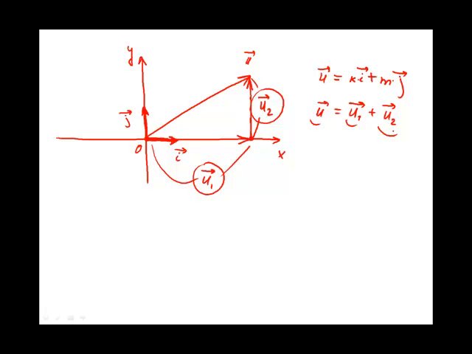Now, it is also obvious that u1 is proportional to i, because they have the same direction. And the difference between them is just some coefficient. So I can always write u1 as some coefficient k, a number, times i.